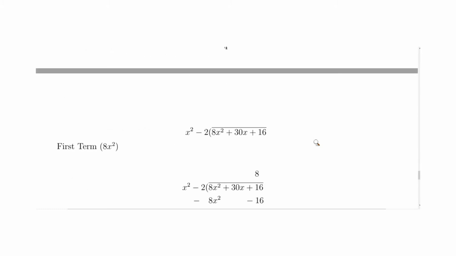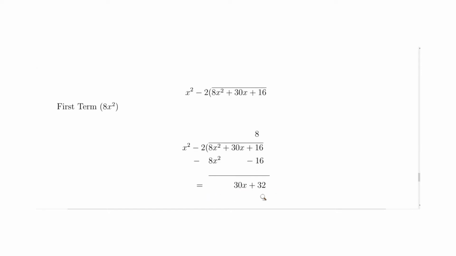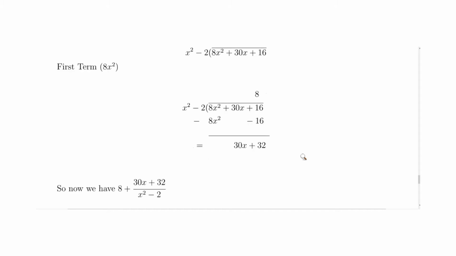Okay, so first term, 8x squared, as we did before, 8x squared divided by x squared is 8. 8 then gets distributed with the x squared minus 2, and that's 8x squared minus 16. Now we subtract that from what we have in the box here. These cancel, that just comes down, and 16 minus minus 16 is positive 32. Okay, so now we've got a new remainder and a new quotient. So the quotient is 8, that's what we always get in the top, and a remainder of 30x plus 32 divided by x squared minus 2. So that's our remainder, and there's no more work to be done with that.